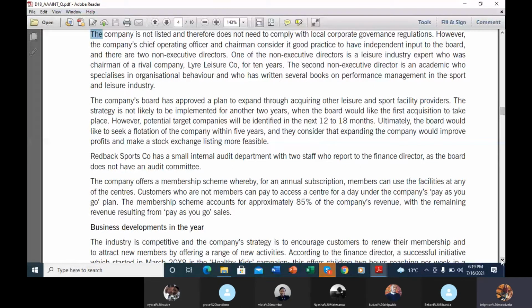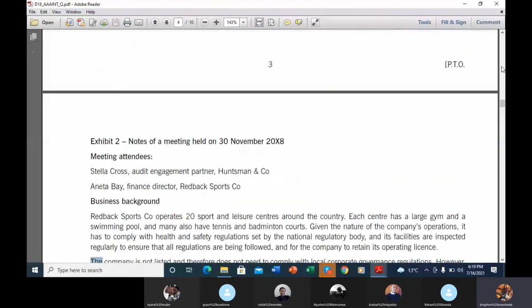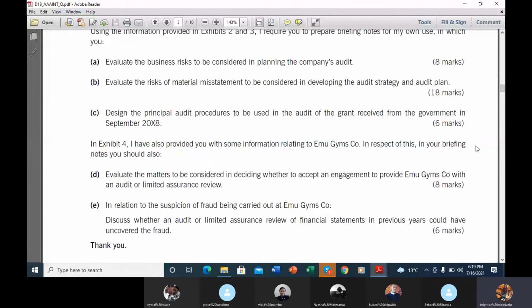Thank you for that. So let us move on to part B. Part B, you are required to evaluate the risks of material misstatement to be considered in developing the audit strategy and audit plan. So can someone tell me the first thing here are the keywords, risks of material misstatement. What are the risks of material misstatement?